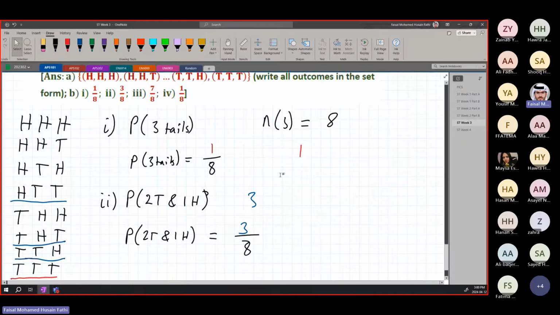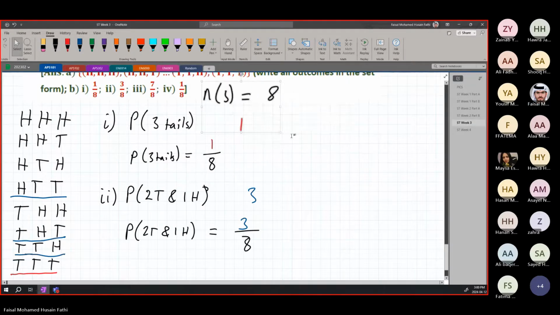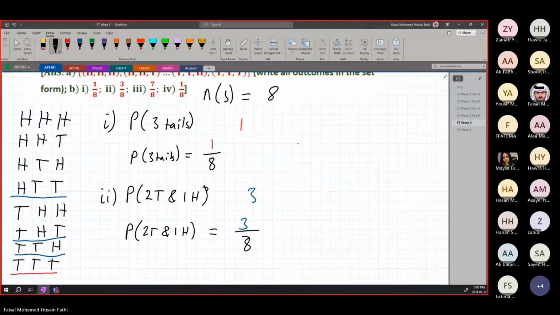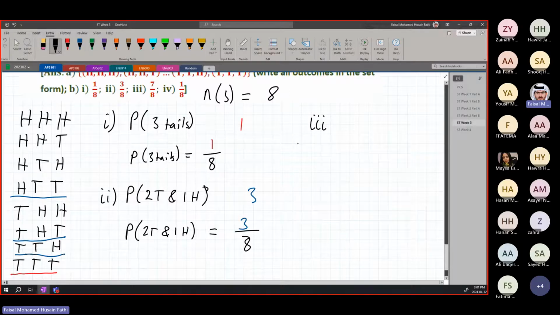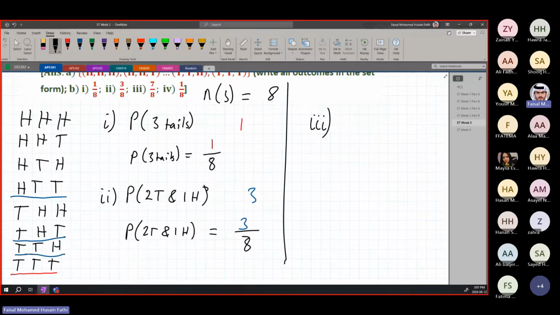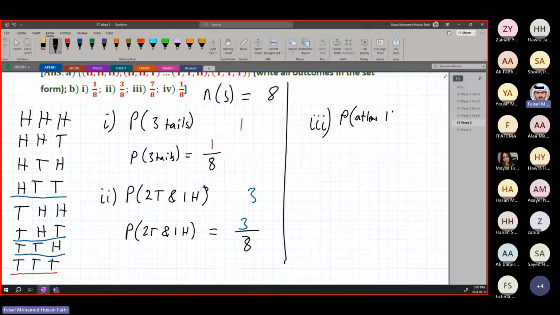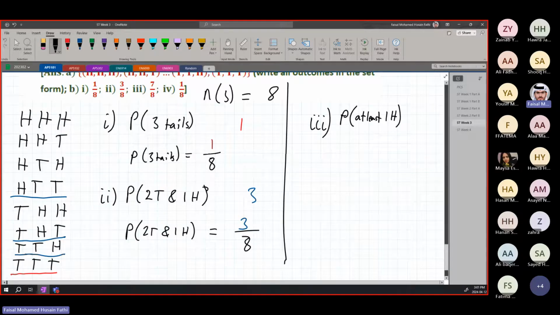Very straightforward. The third question says, we have at least 1 head. So P is P of at least 1 head. Make sure you understand what this means. When it says at least, it's not exactly 1 head. You have to have 1 head at the very minimum, at the very least.